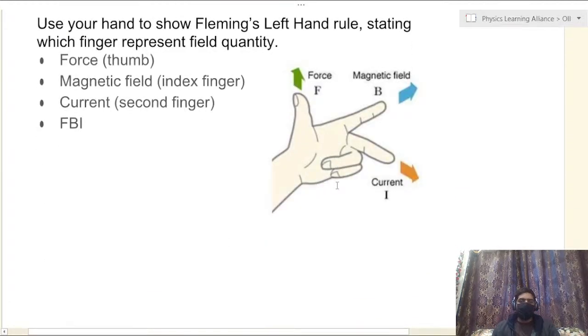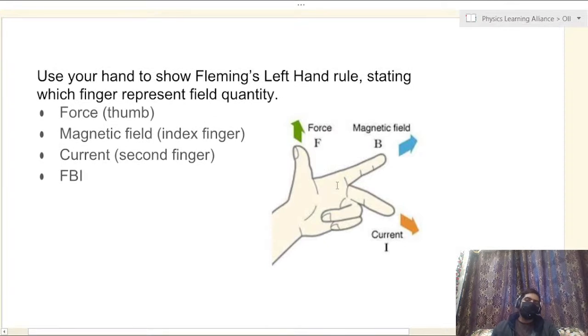Then you have Fleming's left hand rule, the FBI rule. Why do we use this rule? This left hand rule is generally used to find the direction of force acting on a current carrying conductor. Now, how do we use it? You use three fingers of your left hand in a way that they are perpendicular to each other, and the thumb and the forefinger should form an L shape.